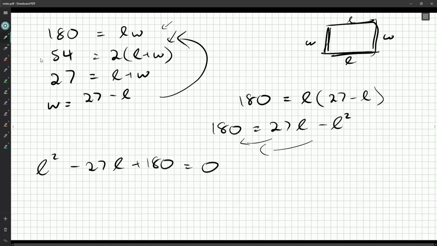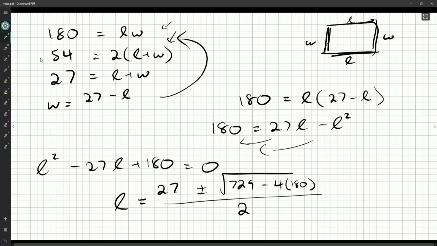Now we need to think, could we factor this in our heads? Maybe 9 times 20, well, that doesn't work. 10 times 18, that doesn't quite work. When in doubt, of course, we can always use the quadratic formula. If we needed to, we'd do L is 27 plus or minus the square root of 27 squared, which is 729, minus 4 times 180, all over 2.